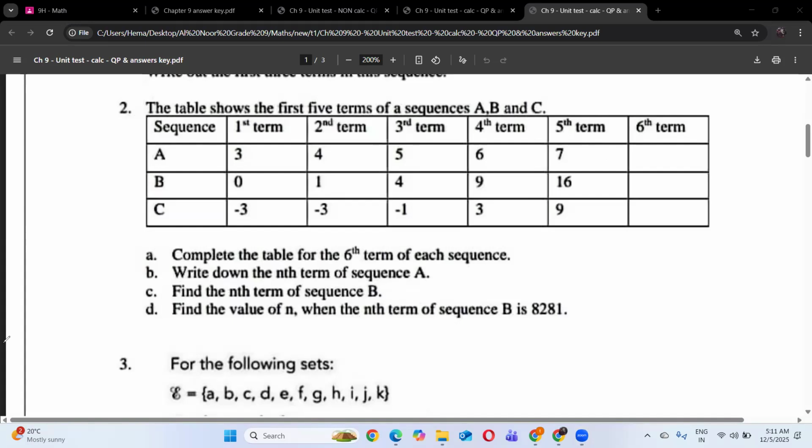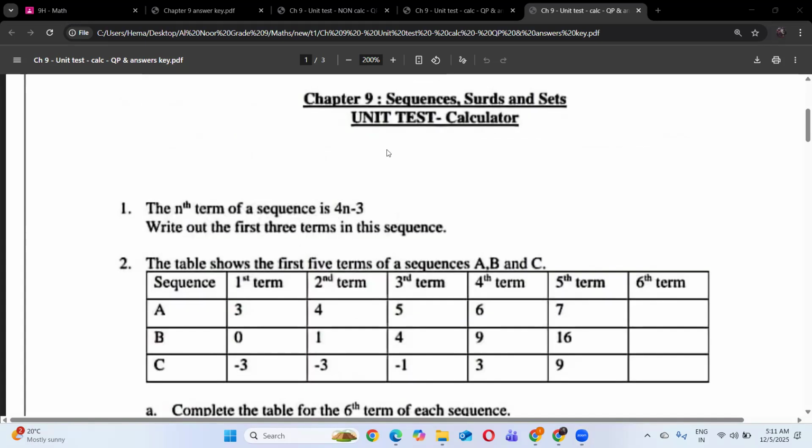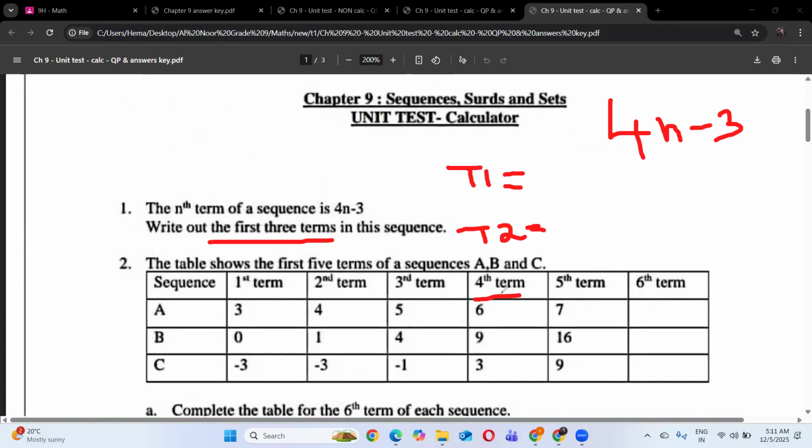We have to find the first three terms. The nth term is given: 4n minus 3. So we have to find the first three terms, which means t1, t2, and t3. For the first term, in place of n, you will write 1. Then 4 minus 3 is 1.